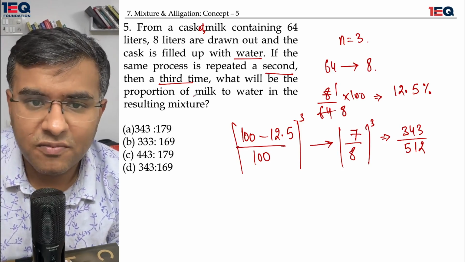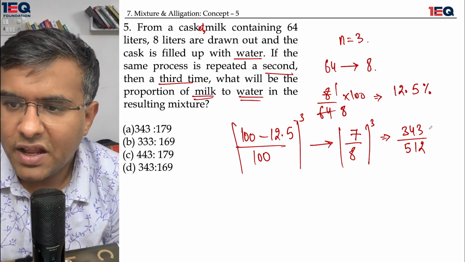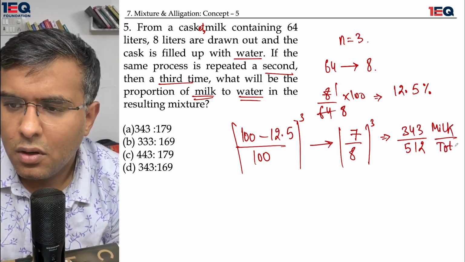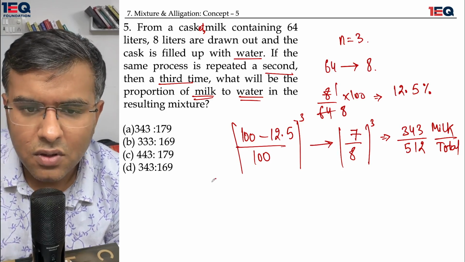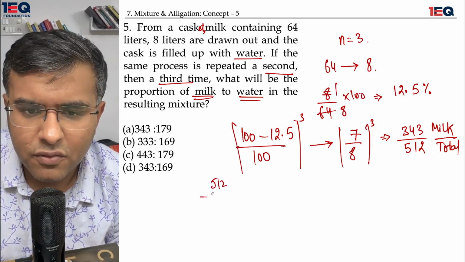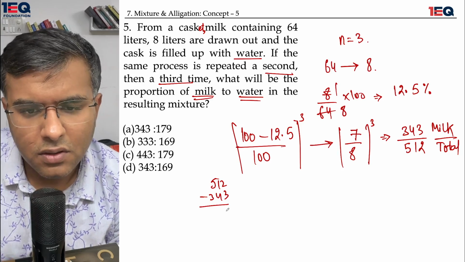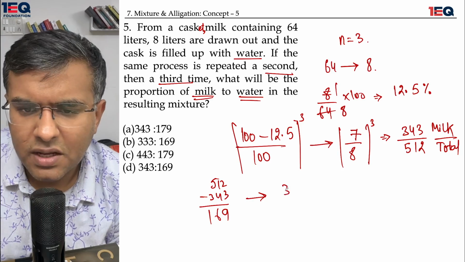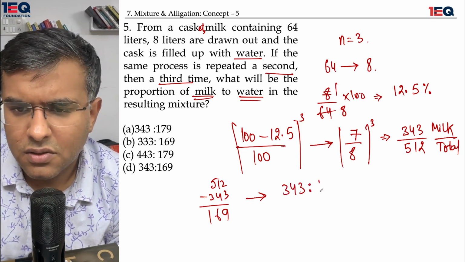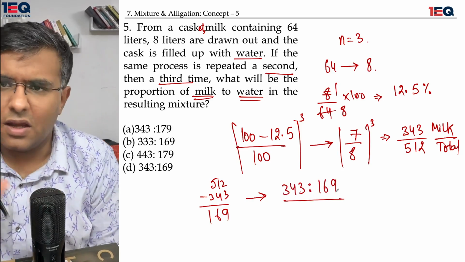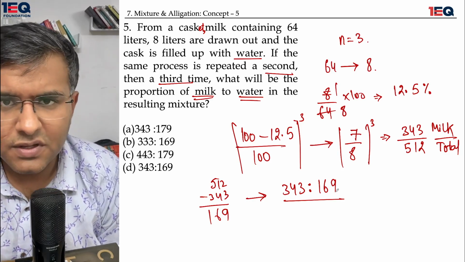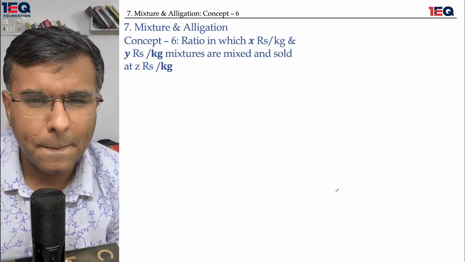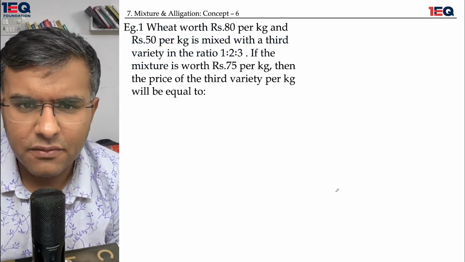What will be the proportion of milk to water? What I have over here is milk upon total. So out of 512, I would have to subtract 343. This would give me the answer as 169. So my answer would be 343 is to 169. Okay, 343 is to 169 is my final answer. Moving ahead.